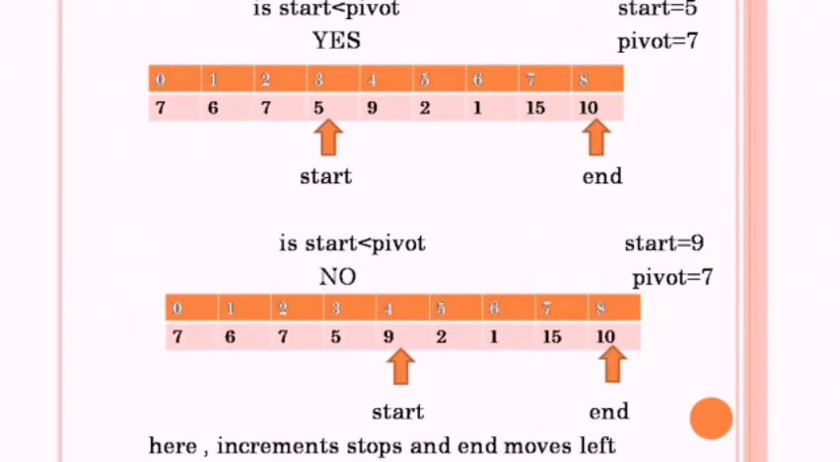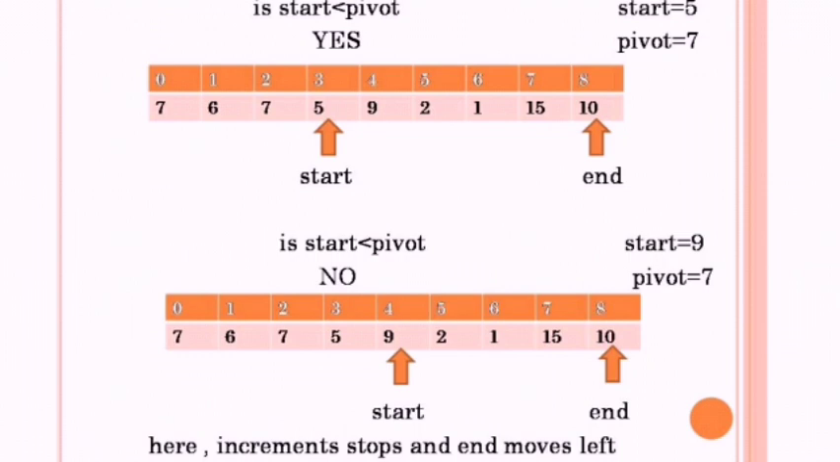Here the start is 5 and the pivot is 7. After swapping, the 5 is taken as start and 10 is taken as end. Here, is start less than pivot? Yes, start is 5 and pivot is 7. Yes, 5 is less than 7. The condition is true.